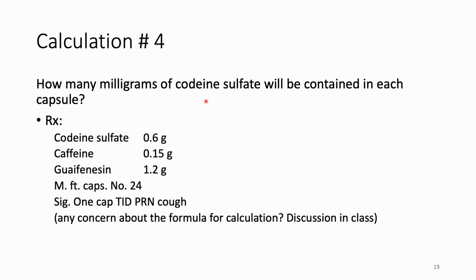Calculation example 4. How many milligrams of codeine sulfate will be contained in each capsule? This is the prescription. So the question asks about how much codeine sulfate will be in each capsule. You see codeine sulfate 0.6 gram, caffeine 0.15 gram, and other ingredient 1.5 gram, mix and make capsules number 24. So from this prescription, you need to determine whether this is the amount for 1 capsule or for 24 capsules. From that, you can answer the question of how many milligrams of codeine sulfate.